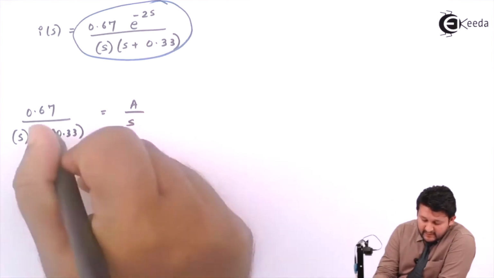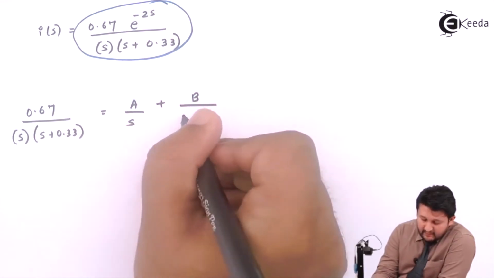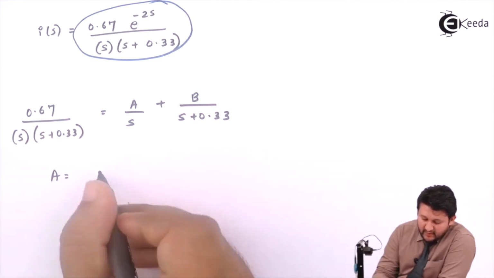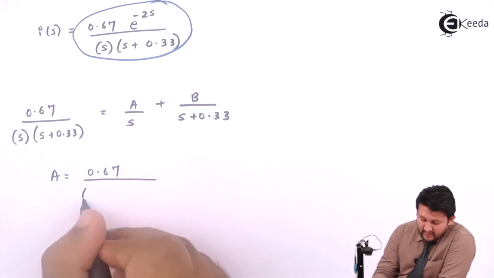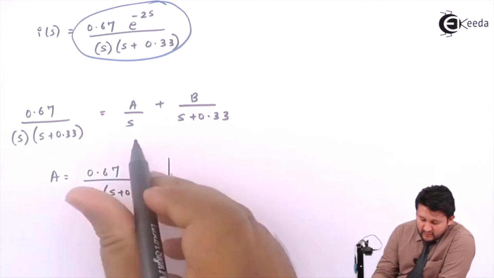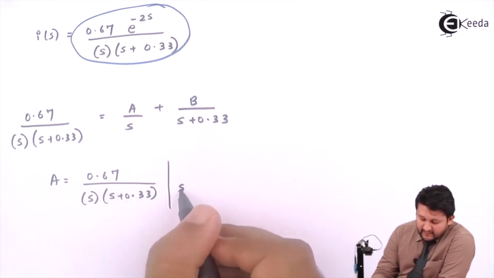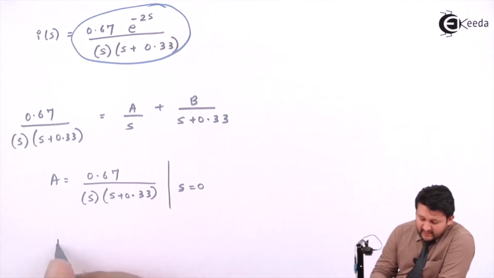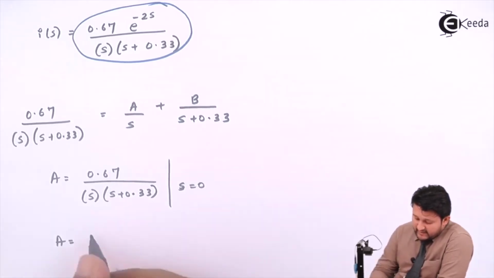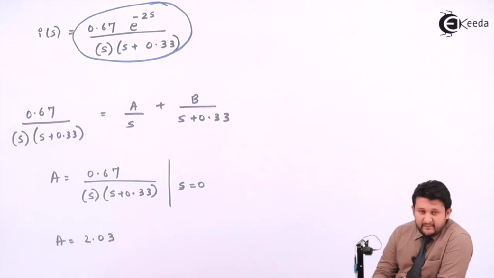So this will be A upon s, and power is 1. This will be B upon s plus 0.33. So the value is nothing but equal to, take the term as it is, 0.67 upon s into (s plus 0.33). So for A, take the denominator s as 0. So put the value of s equal to 0, you'll get the value for A. So the value for A which you get is 0.67 divided by 0.33, which is 2.03. Similarly, you'll be finding the value for B.